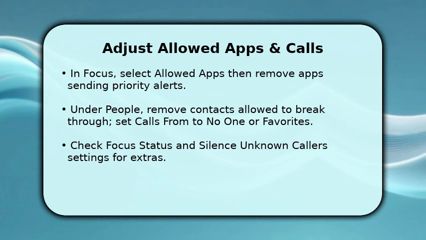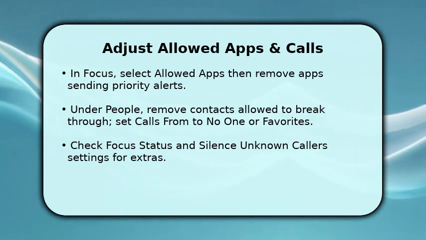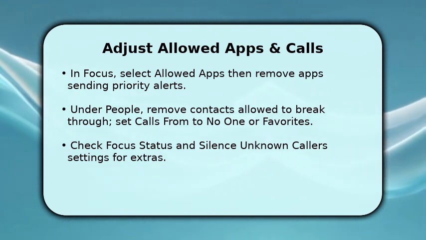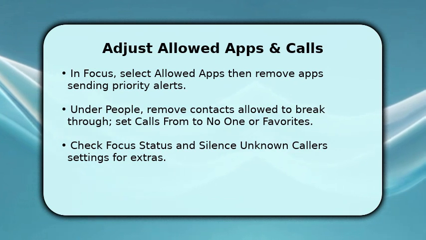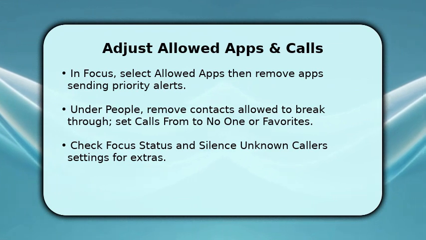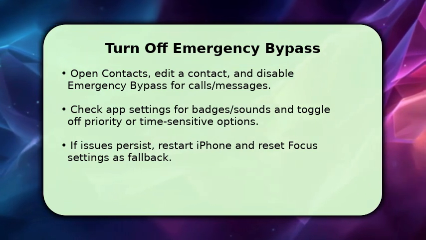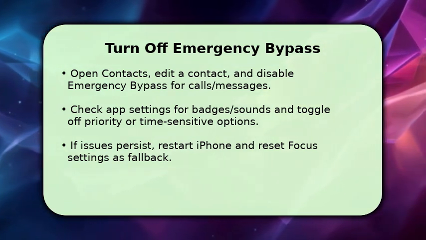Also check Focus status so apps stop showing your silencing notifications. Once configured, your chosen Focus profile will honor the new stricter rules. To finish, inspect emergency bypass on important contacts. Open contacts, edit, and switch emergency bypass off to prevent calls or texts from overriding silence.